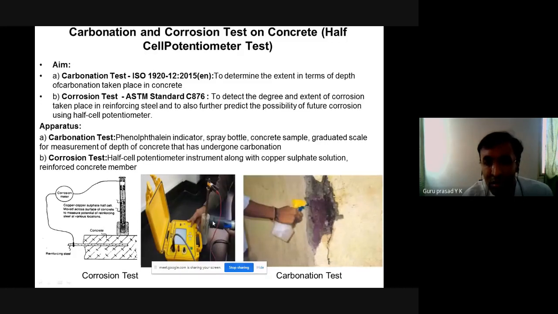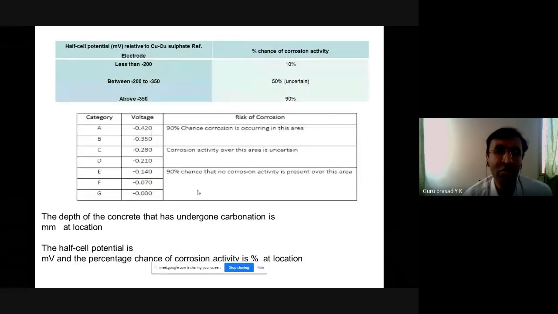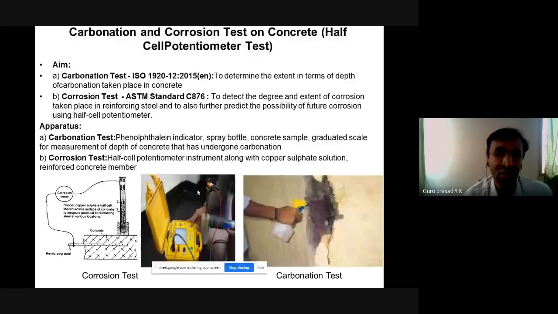You'll see this copper sulfate is being kept against the concrete, and the other terminal is connected to the reinforcement. This is nothing but positive and negative. You are connecting the positive and negative, cathode to anode. So from this, what are we going to get out? We are going to measure the voltage in the equipment.